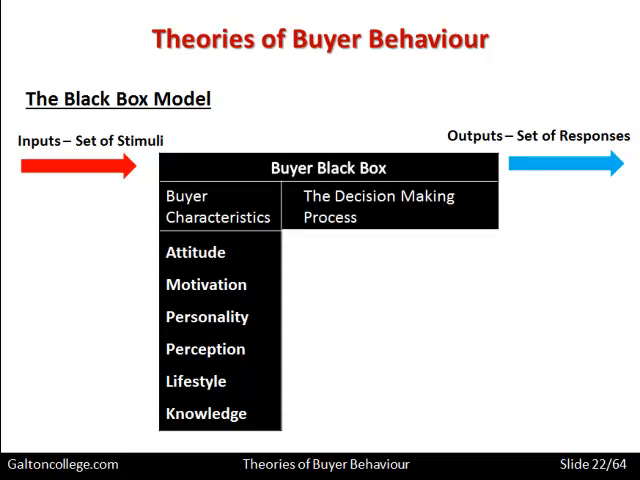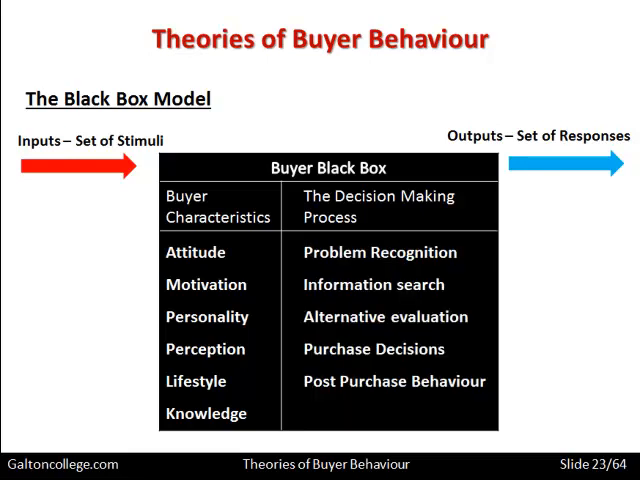The decision-making process, that taking the stimuli in to turn them into outputs, well, the decision-making process, that also is extremely complex. We have problem recognition. We need to recognize the problem. We need to have information search and alternative evaluation and purchase decisions and post-purchase behavior. So we have all sorts of decision-making processes that also need to be addressed. So we have different buyer characteristics, different decision-making processes. It's not surprising, therefore, that this is a black box.